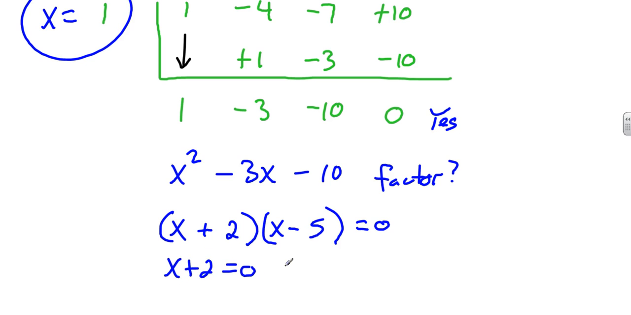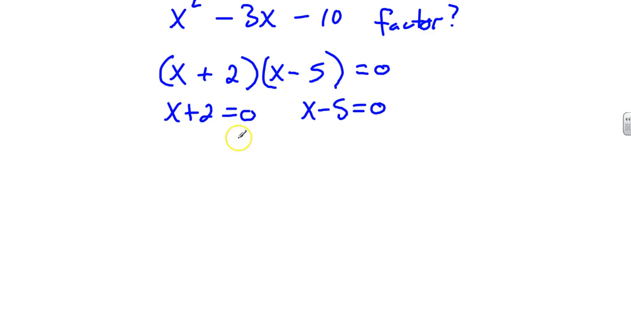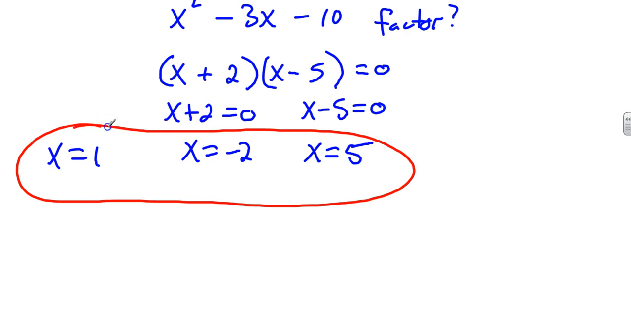So this one will subtract 2 to get negative 2. This one will add 5 to get positive 5. And don't forget the first one, which was x equals 1. Okay, so there's your 3 answers we were looking for.